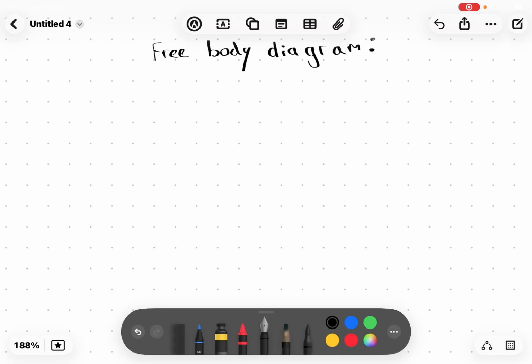Hello everyone, today we're going to talk about the free body diagram and all about it. So, to understand what a free body diagram is and what it asks you to do, let's think of one of the simplest things that can happen. Let's say you have a table, it should be straight, and a box on a table.